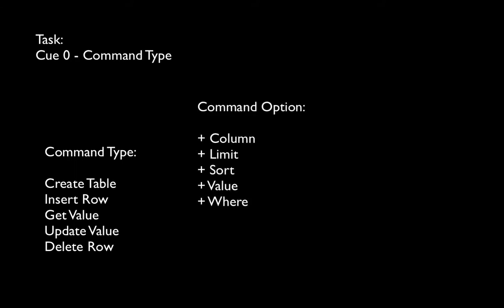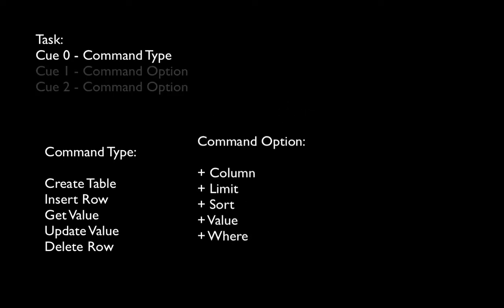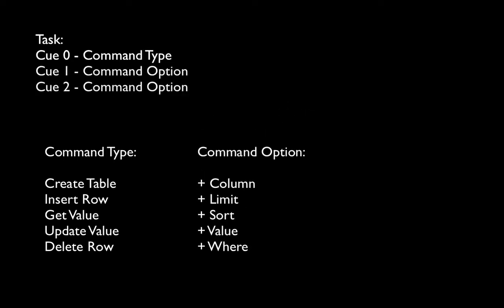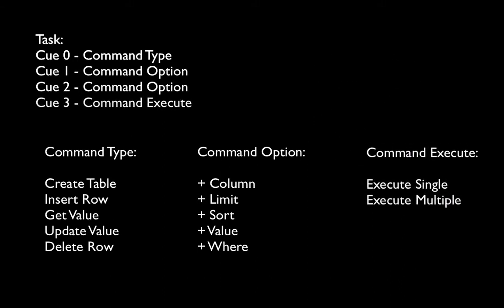Next, you have a command option. These options are essentially parameters to the command type. This includes plus column, plus limit, plus sort, plus value, and plus where. Each of these operations performs slightly differently depending on the command type that was chosen. Finally, you have command execution. These queues allow you to actually execute the entire command object that you have built. Depending on the command object, you may get back no return, a single value, or multiple values.